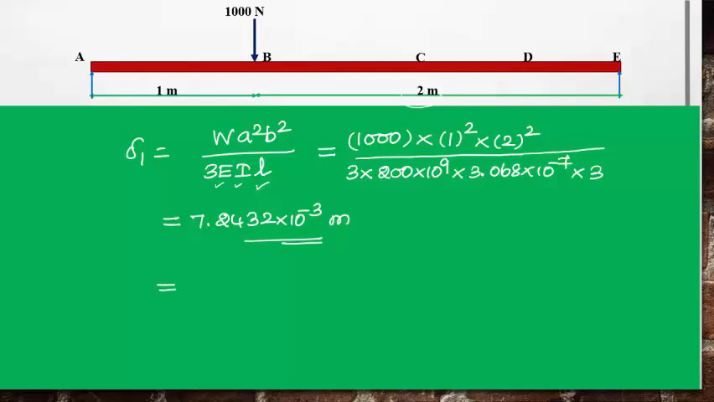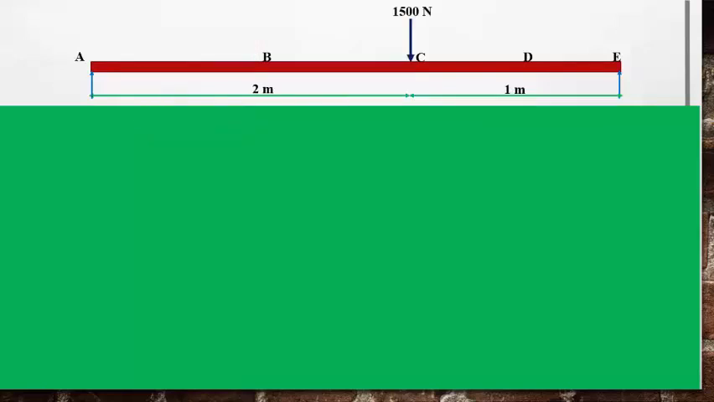If you want the value of del 1 in millimeter, that is 7.2432 millimeter. But we need to substitute the values of del 1, del 2 and del 3 in the Fn expression in meter, in SI unit. Next consider the second point load of magnitude 1500 Newton, which is acting at 2 meter distance from the left support.